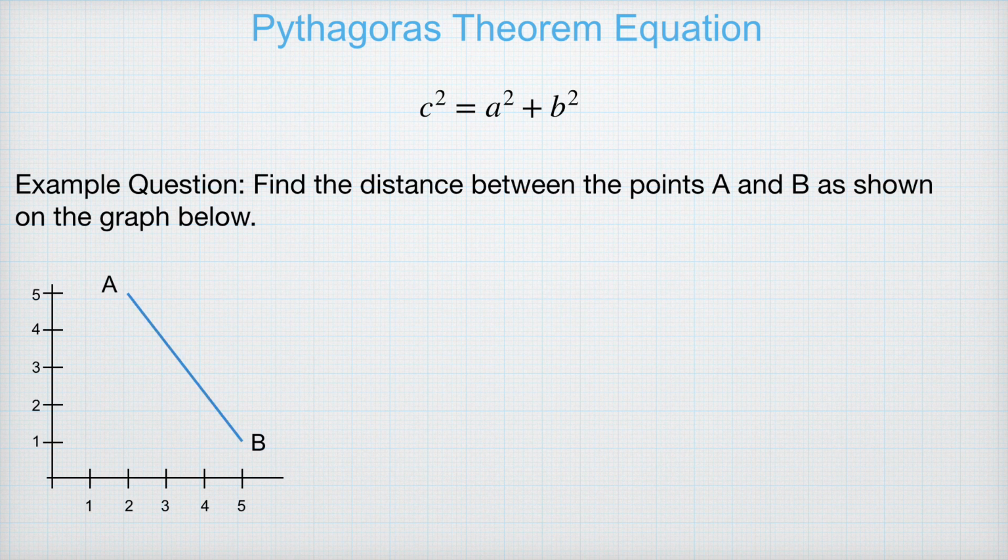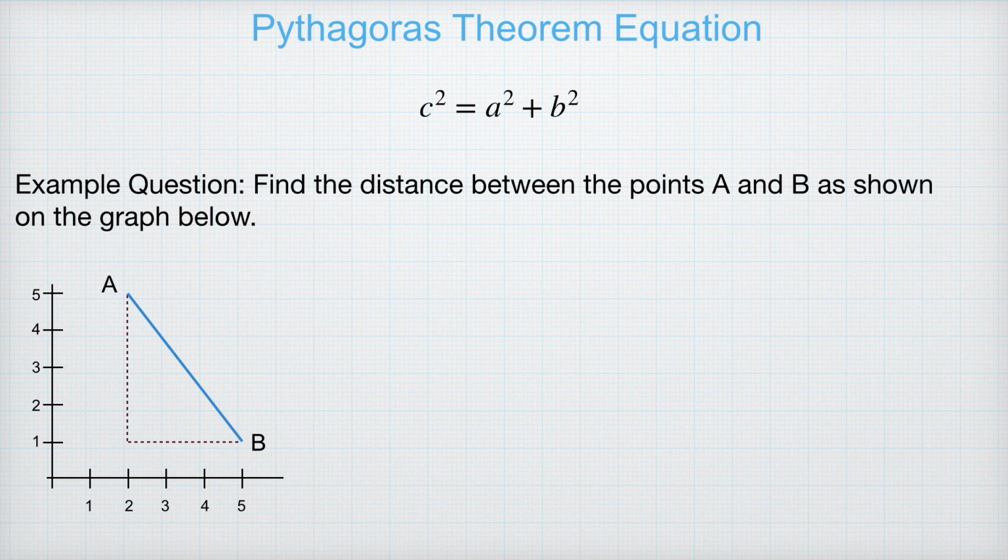Example question. Find the distance between the points A and B as shown on the graph below. First, we must construct a right angle triangle with the line segment AB as the hypotenuse. The lengths of the horizontal and vertical side can be read from the axis.